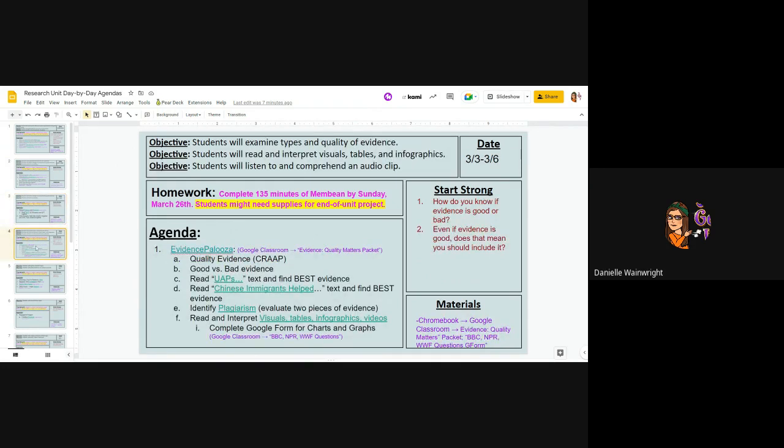And then next Friday into the next Monday, we'll be doing something called Evidence Palooza, where they are able to look at what is good evidence. So there is like a test: is it credible? Is it reliable? Is it accurate? Gosh, now I can't remember what the second A is either. And then yeah, we'll go over this.